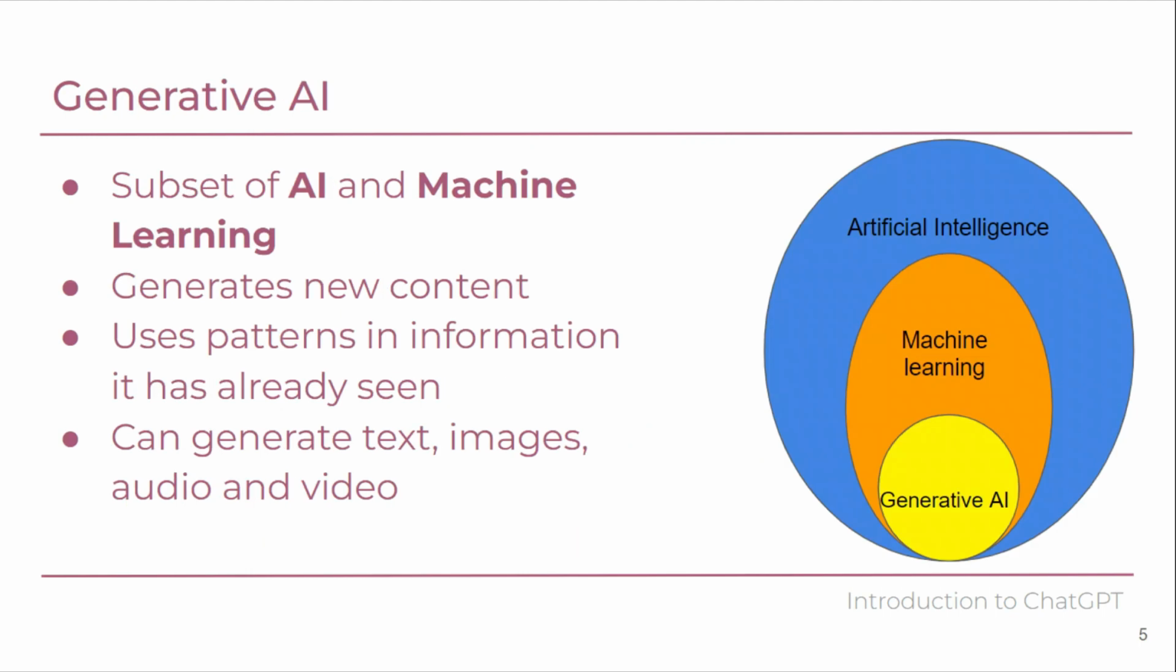ChatGPT is an example of a generative AI model. Generative AI is a subset of artificial intelligence and machine learning, where a model creates new content based on patterns and information it has already seen. In ChatGPT's case, this generated content is text, but other models exist for image, audio, and even video generation.